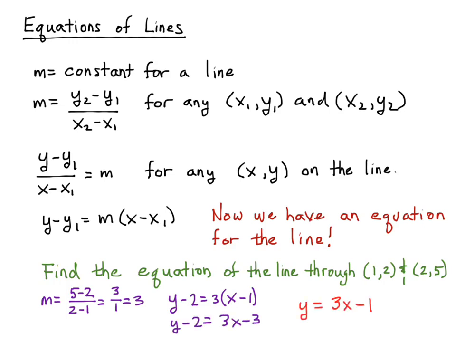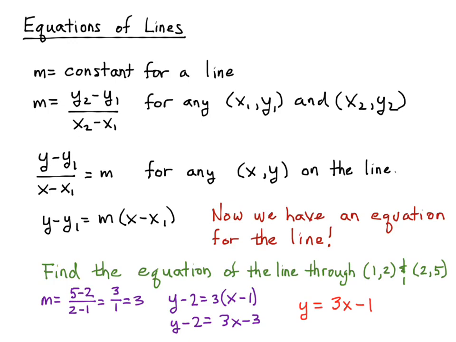And so if I want to simplify that, I can distribute the 3. Remember, these parentheses here are really important. So I'm going to say 3x minus 3 instead of 3 times the quantity of x minus 1. And then I'm going to add 2 to both sides, and the equation of the line that I have is y equals 3x minus 1.